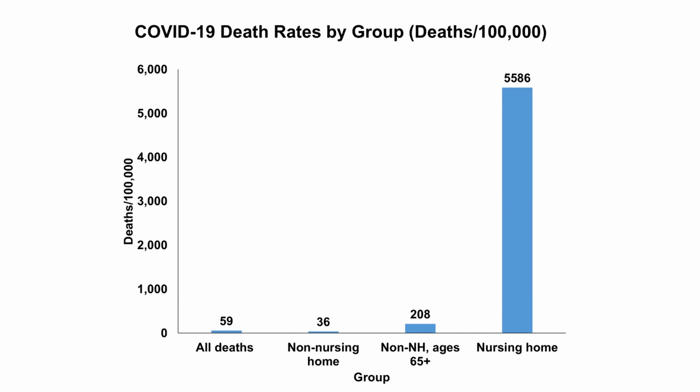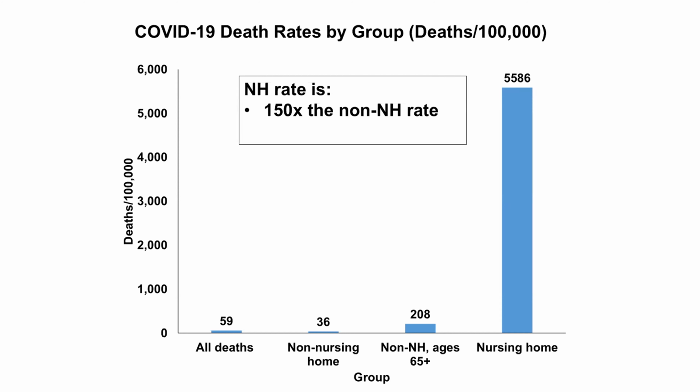If we compare individuals in nursing homes and outside of nursing homes, the death rate is about 150% higher in nursing homes. If we compare that to normal times during 2018, it was 50. So the difference in death rates has gone up threefold.